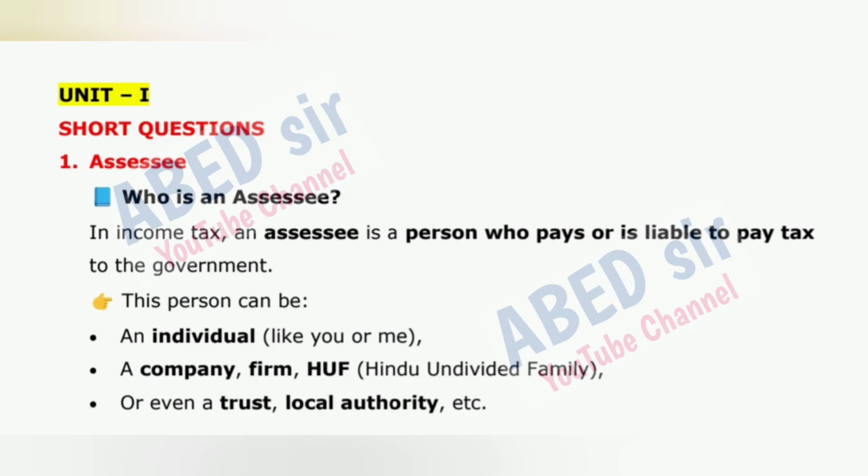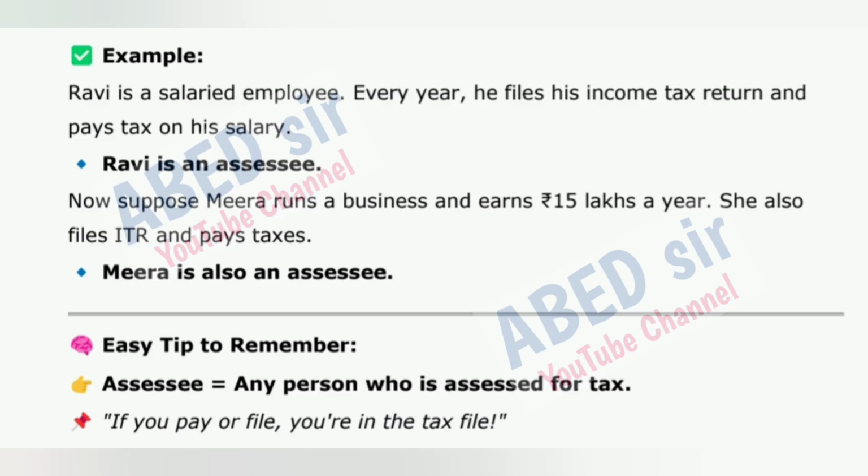In income tax, an assessee is a person who pays or is liable to pay tax to the government. This person can be an individual like you or me, a company, firm, HUF, Hindu undivided family, or even a trust, local authority, etc. Example: Ravi is a salaried employee. Every year, he files his income tax return and pays tax on his salary.